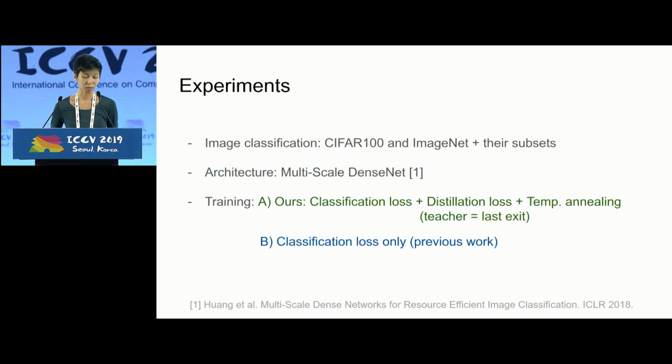So let me quickly talk about experiments. We have experiments on C500 and on ImageNet, as well as their subsets of different sizes. The base architecture we use is the multi-scale DenseNet, which is a state-of-the-art multi-exit architecture. And the main comparison in the experiment is between our training method, which, as I said, consists of the classification loss, the distillation loss, and the temperature annealing, versus a baseline which is training on the classification loss only, as is done in all previous work.